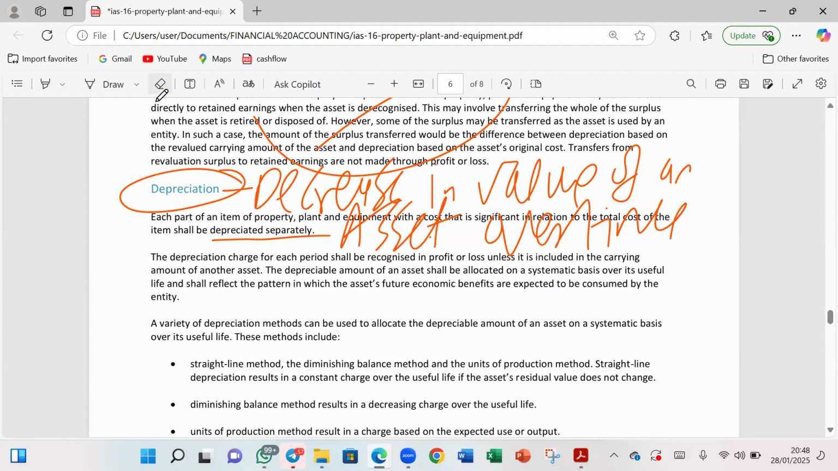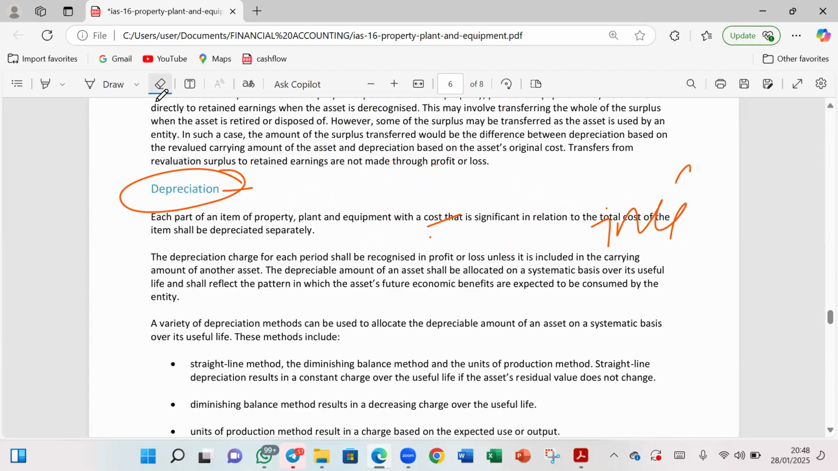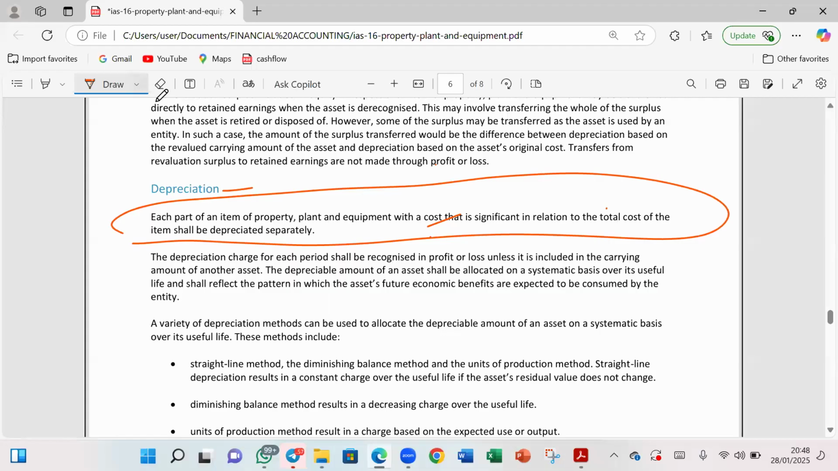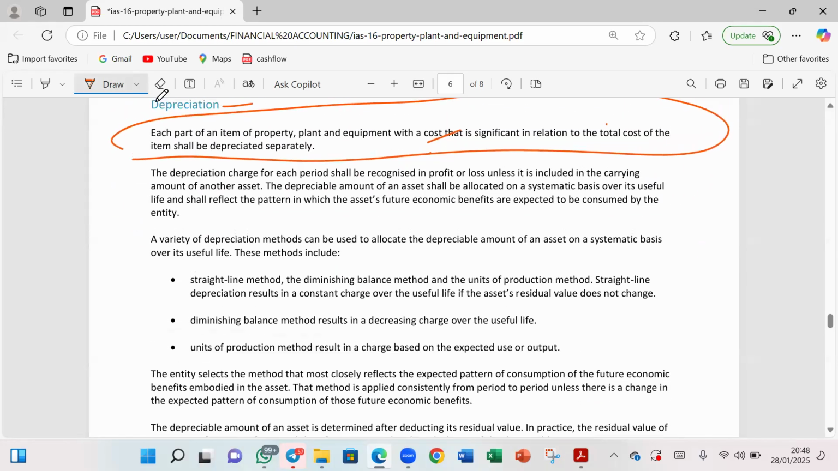So let us see. Let us cite something here below. Each part of a PPE with cost that is significant in relation to the cost of the item shall be depreciated separately. This one is very, very important. Separately. Underline the word separately.